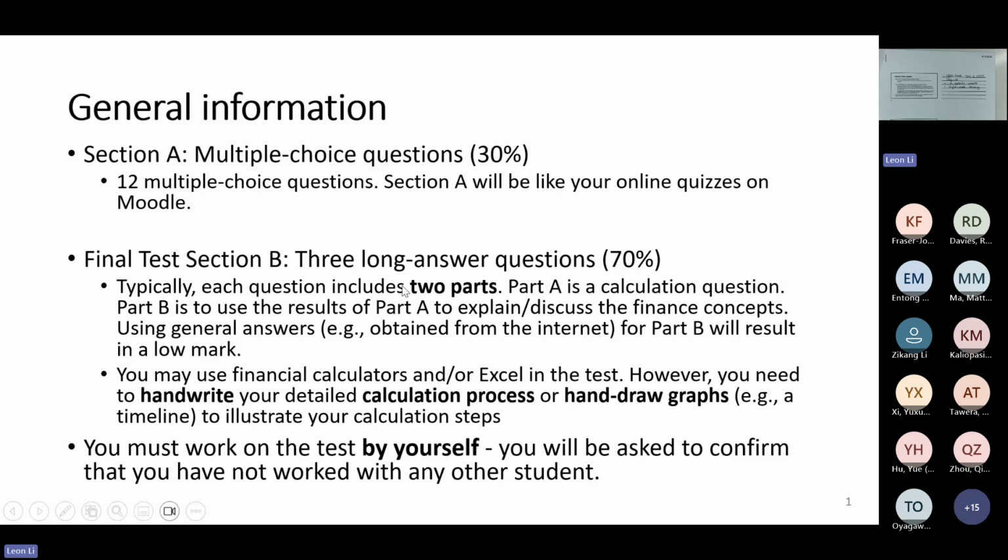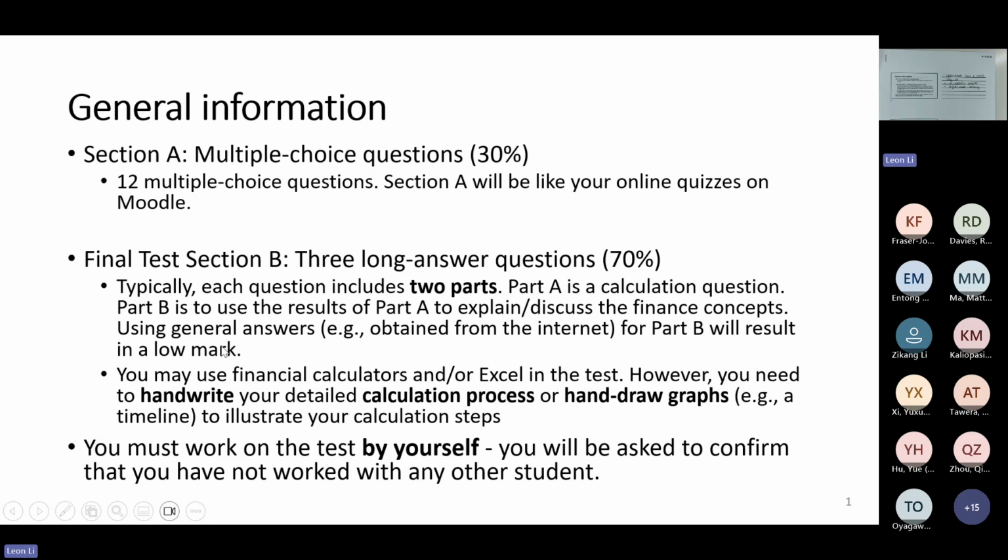In session B, each question will include 2 parts. Part A is a calculation question. Part B is to use the result of part A to explain or discuss the finance concept or finance issue. This is very important for me because we do the test online. So I hope students understand the key concept.